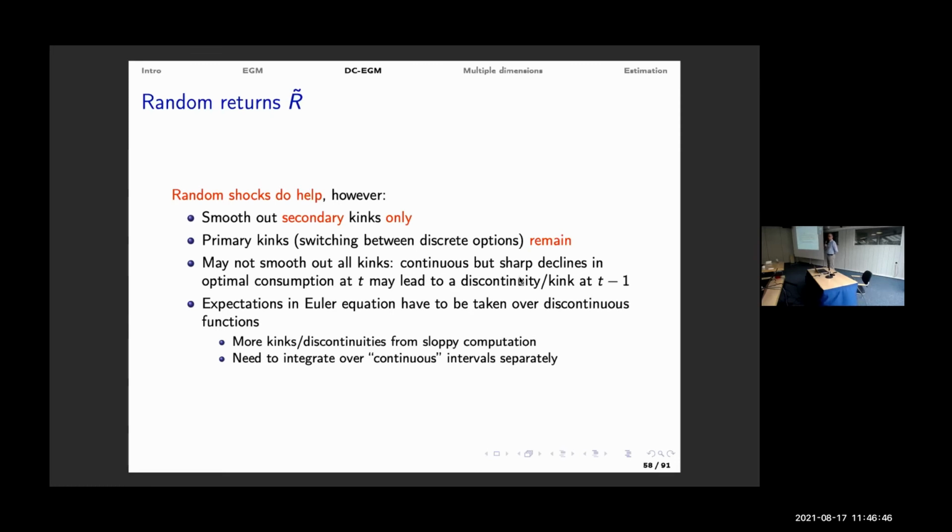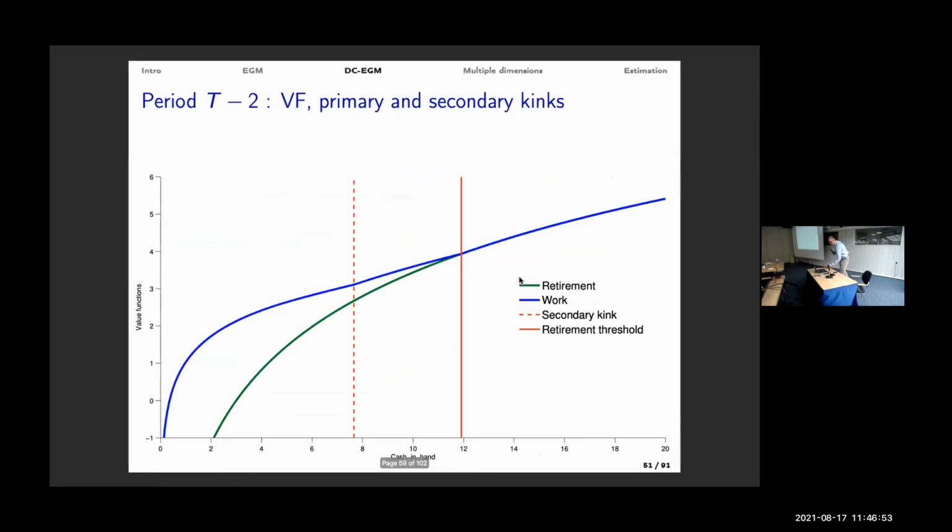Okay, so let me repeat. The question is the distinction between the primary and secondary kinks. And let me go back to that picture that Mike also showed. What we call the primary kink is the kink that is there because you have to compare the discrete options in any time period. So if you compare the choice-specific value functions, that gives you the primary kink. The secondary kink is kind of an echo of the primary kink in the next time period.